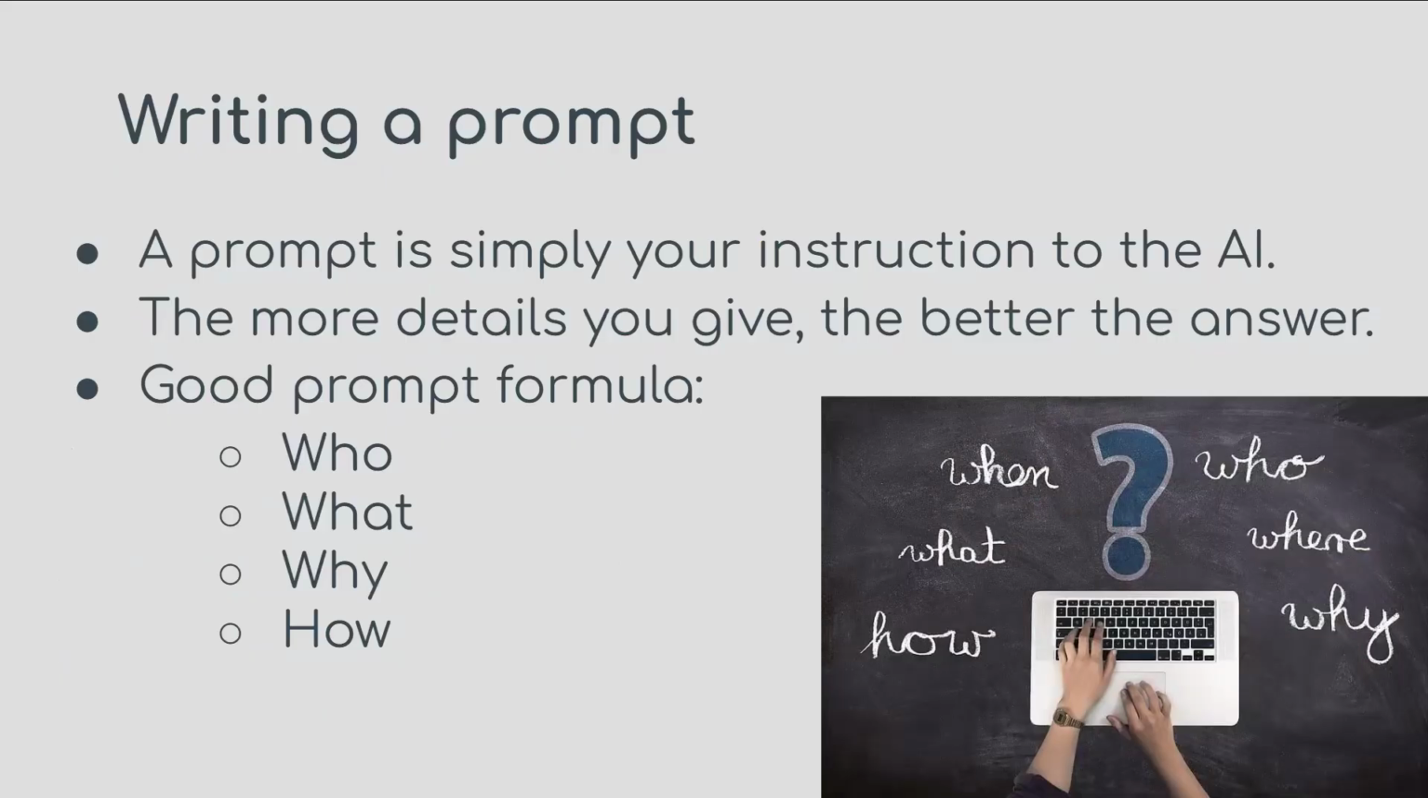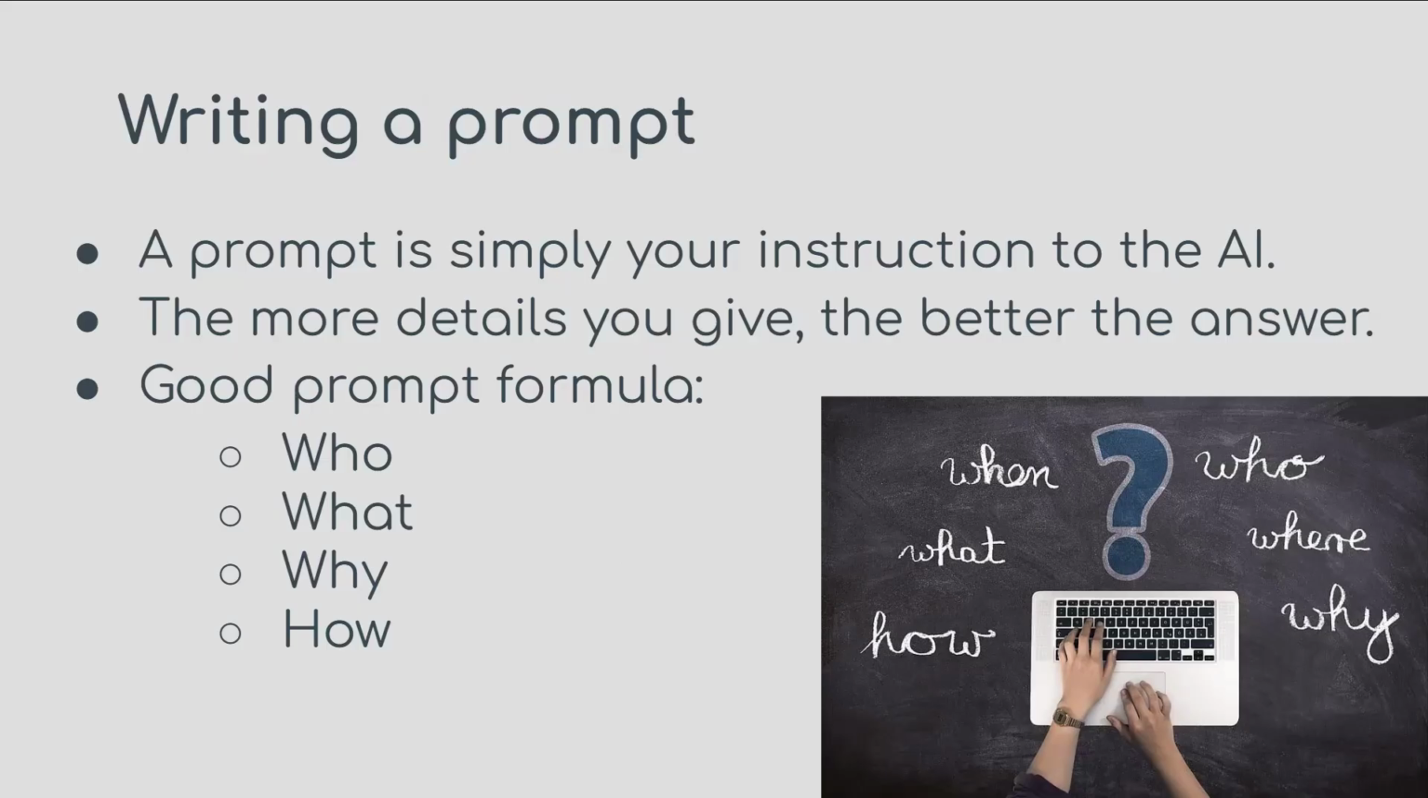Now, when you are interacting with AI, especially on the 4 different AIs that I'm going to show you today, your interaction with AI will be via a prompt. Whether you are writing a prompt or speaking a prompt to artificial intelligence, a prompt is the instruction that you're giving to AI. So the more instruction, the more details that you are giving to AI, the better your answer is going to be. And I've put an AI prompt formula on the screen that you're seeing right now.